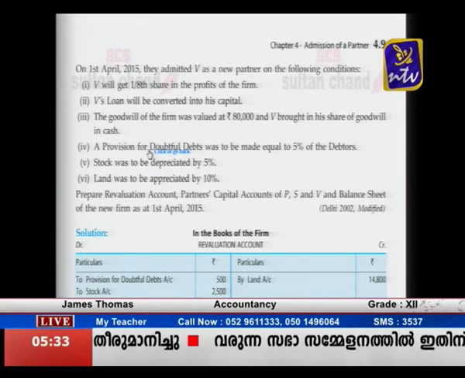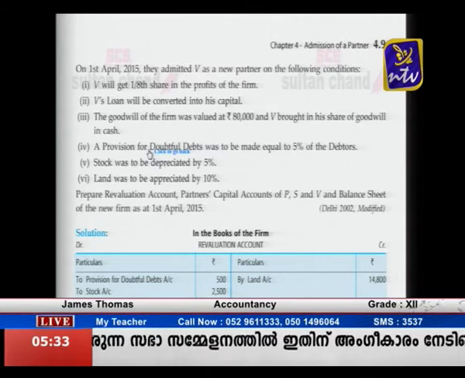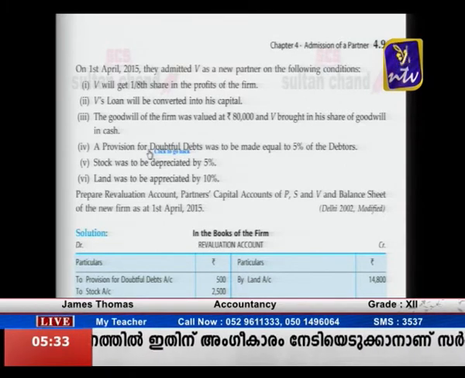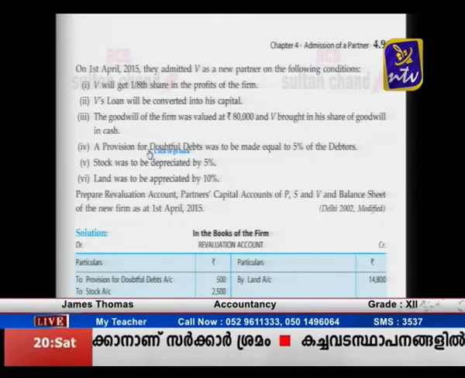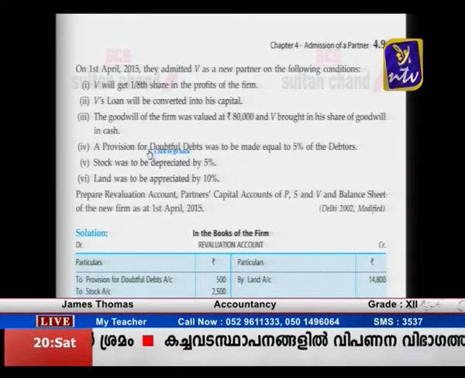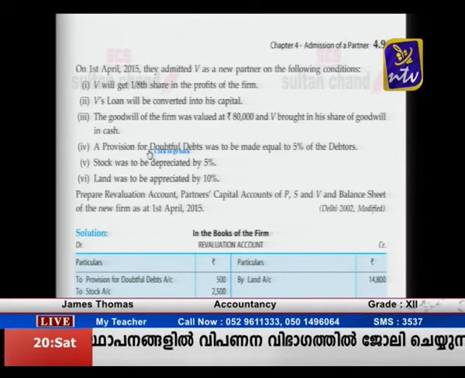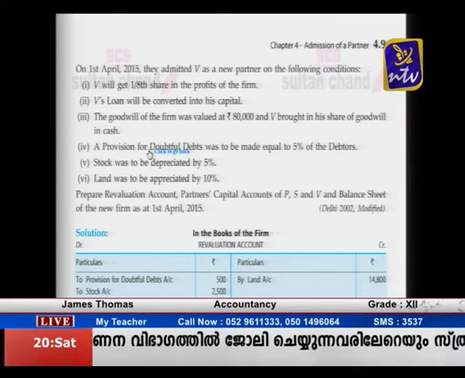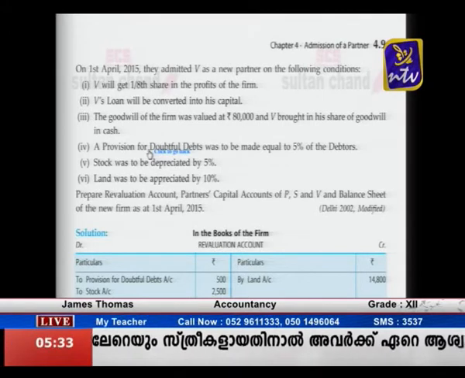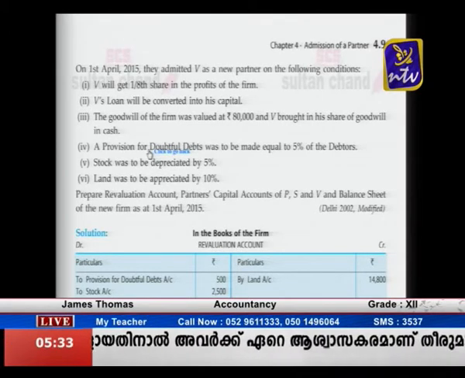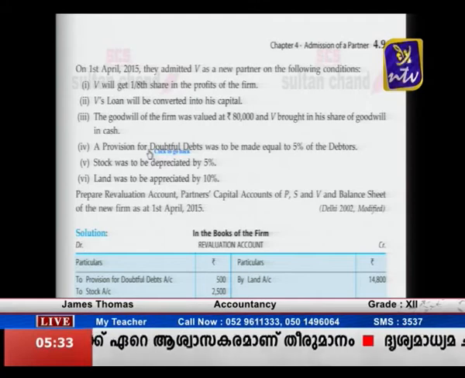A provision for doubtful debts was to be made equal to 5% of the debtors, and stock was to be depreciated by 5%, and land was to be appreciated by 10%. Prepare a revaluation account, partners' capital account and balance sheet of P, S and V. So that means now you can see the adjustment.